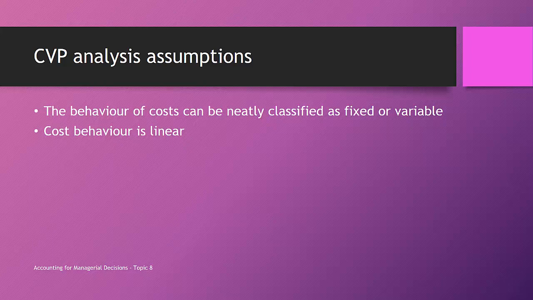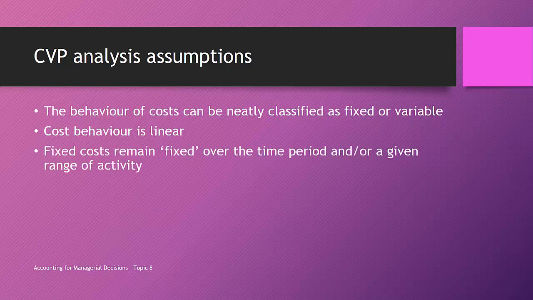Cost behavior is linear. You'll notice on the graph especially, but these costs move in a linear fashion. That's not always going to be the case. And if it isn't the case, then obviously the modeling of this becomes a little bit more tricky, but for the scope of what we're looking at, we're keeping it linear. Fixed costs remain fixed over the time period and or a given range of activity.